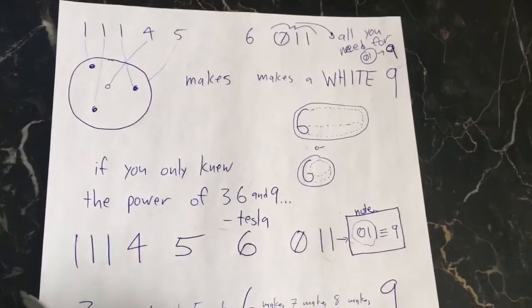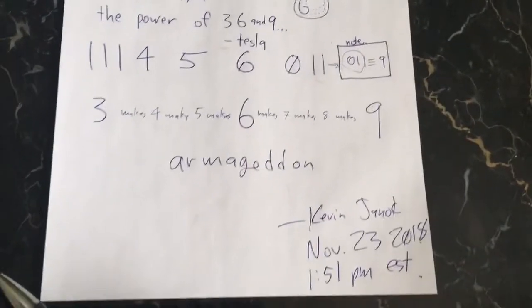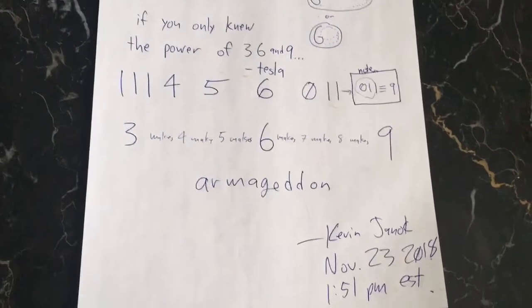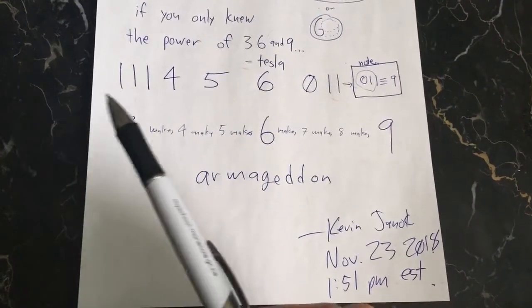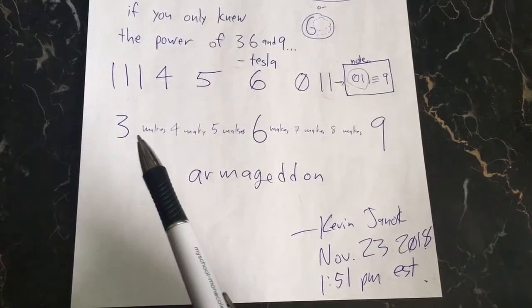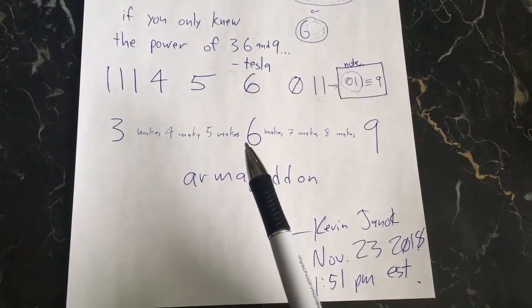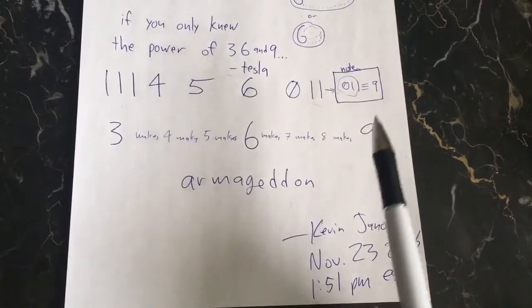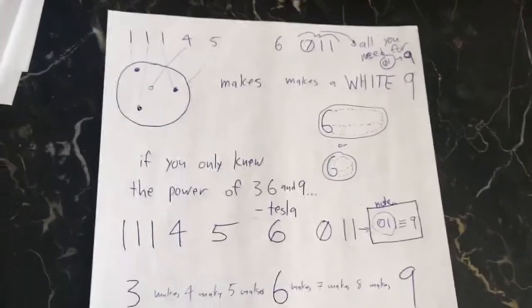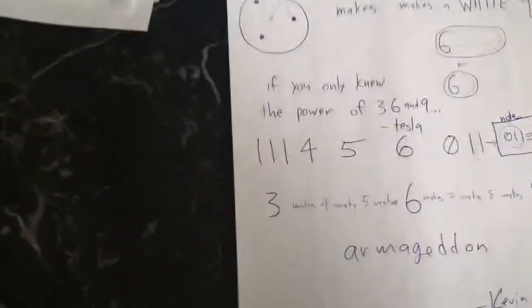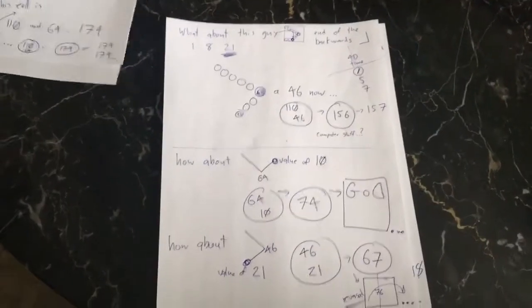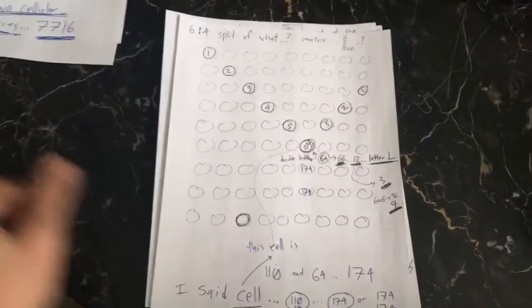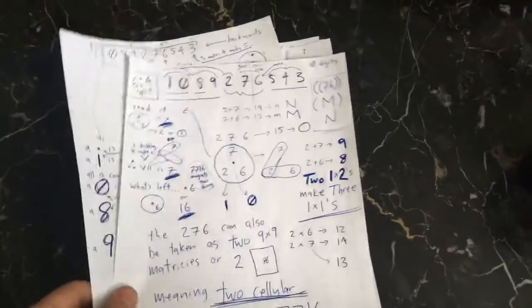If you only knew the power of 3, 6, and 9, Tesla, well, there's my answer. 3 makes 4, makes 5, makes 6 to be complete. And there's a little bit of leftover stuff, makes 7, makes 8, makes 9. It's just Armageddon code guy. It's the study of dots and lines and the matrix and the proper order of number and the significance of number. Like, I don't know what to say. I really don't have a clue how else to put it.